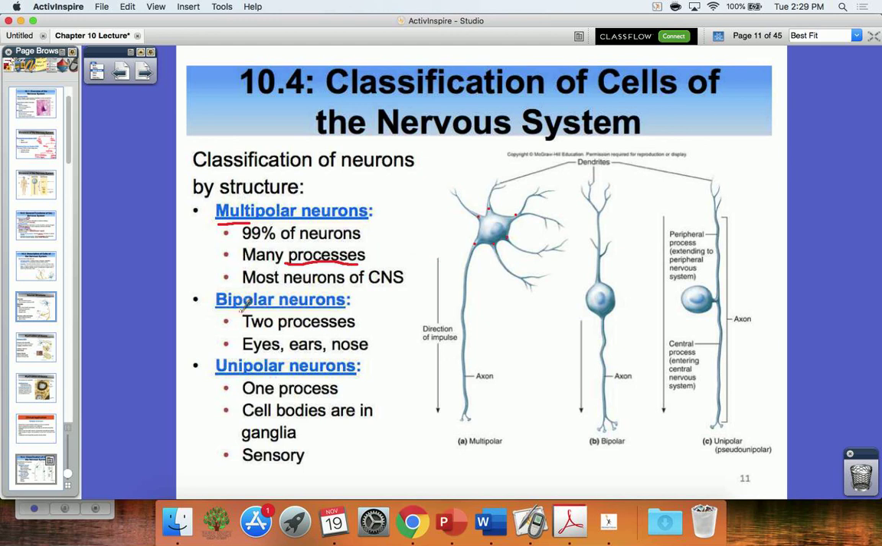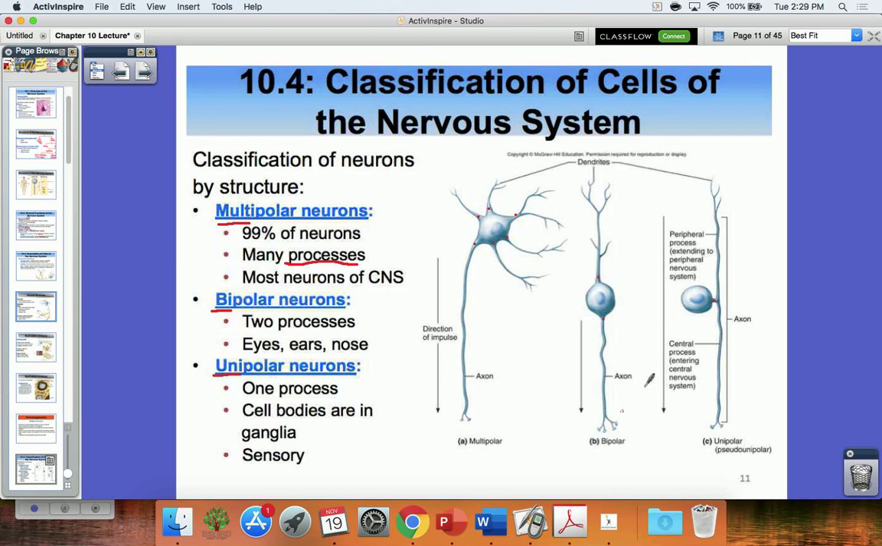We also have bipolar neurons. Bi means two. So that means from the cell body itself, we have two projections from the cell body. And so that's how we can identify a bipolar neuron. And then we have uni. Uni means one. So from the cell body itself, don't get confused because you see two things going in this direction, but from the cell body itself, there's only a single process or projection.